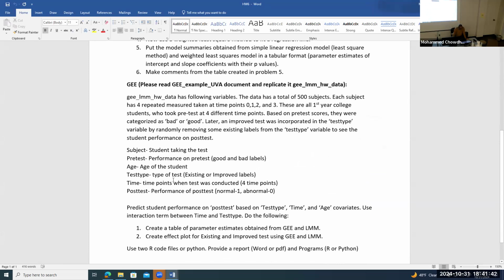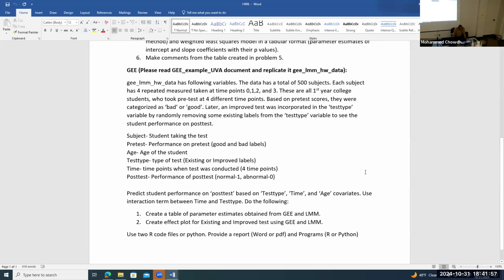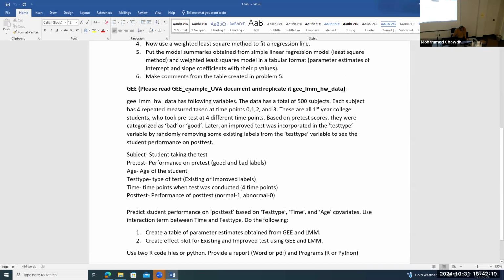Okay, so take a look at that. In this case, in order to do the homework, exactly follow the, didn't I mention somewhere in there, predict the student performance? Do the following: create a table of parameter estimates obtained from GEE and, yeah, read this document. Just replicate these documents for that data.